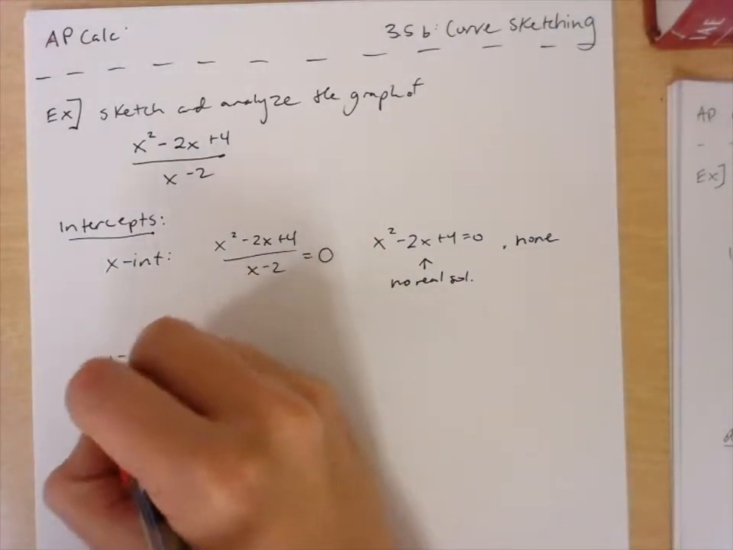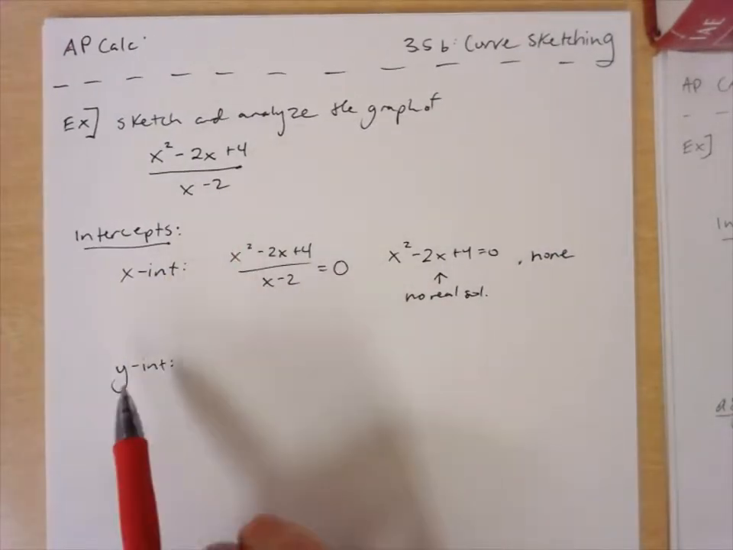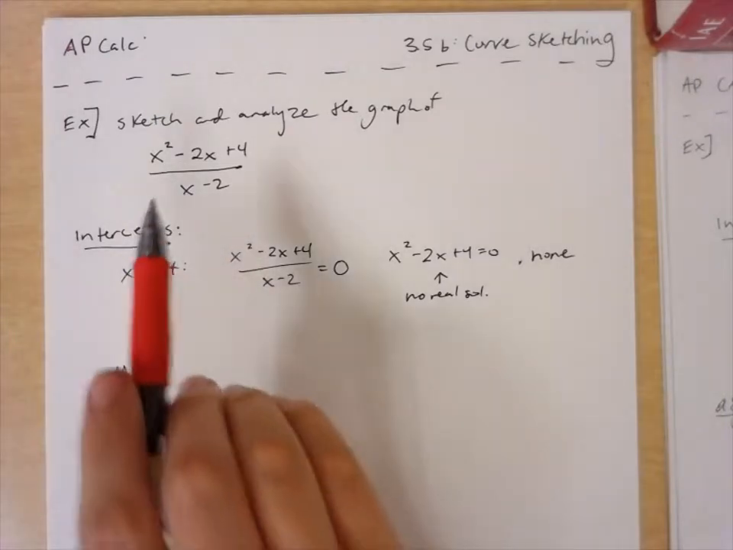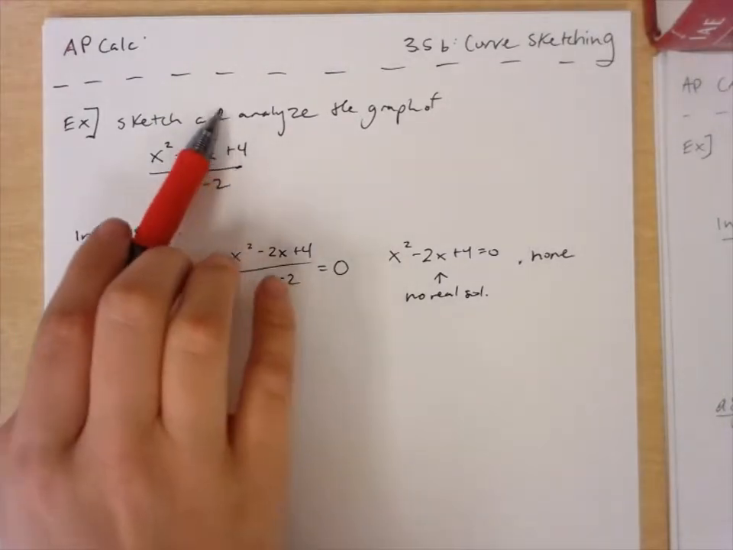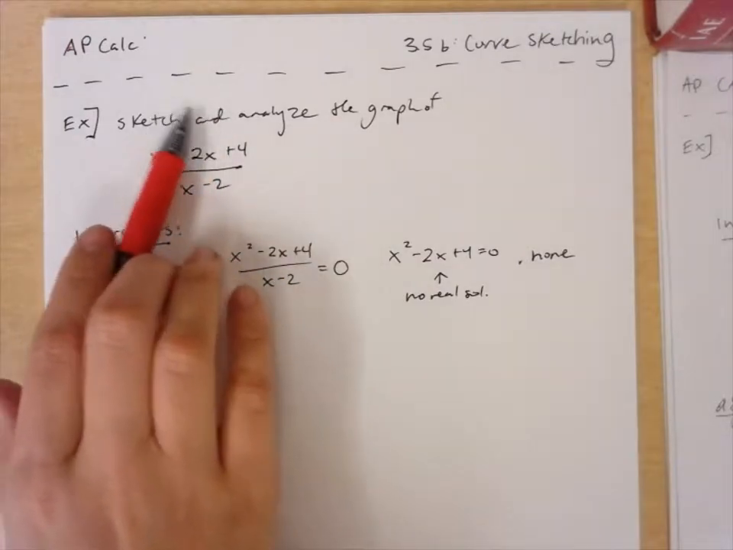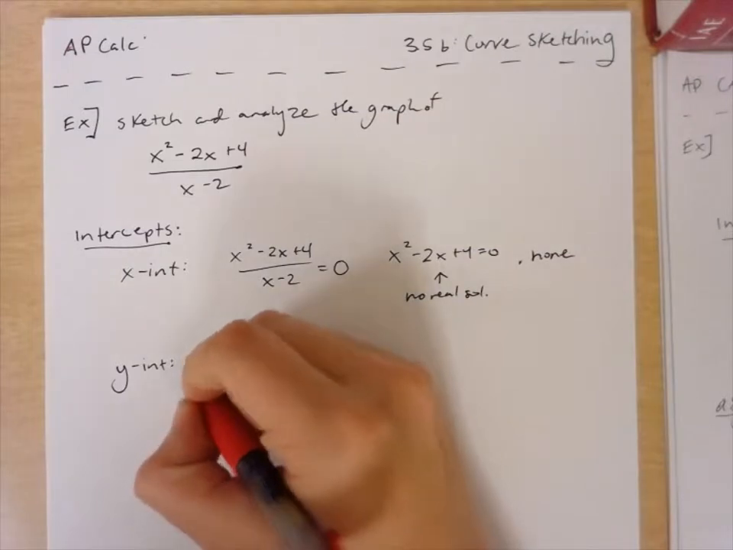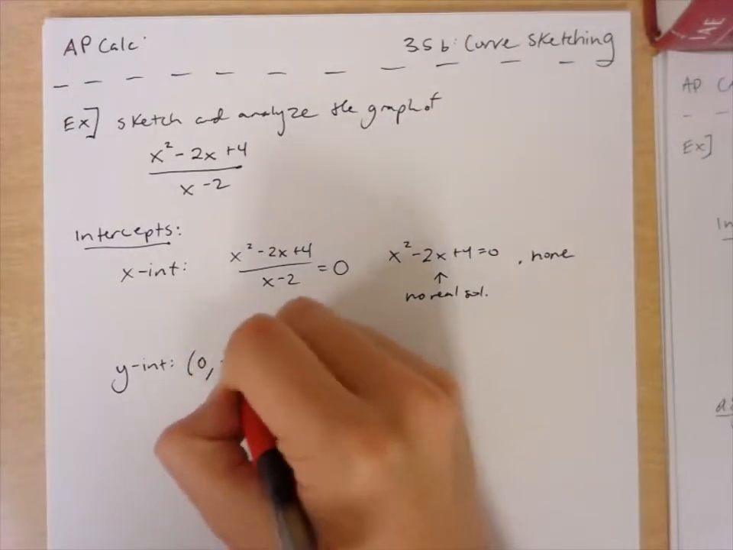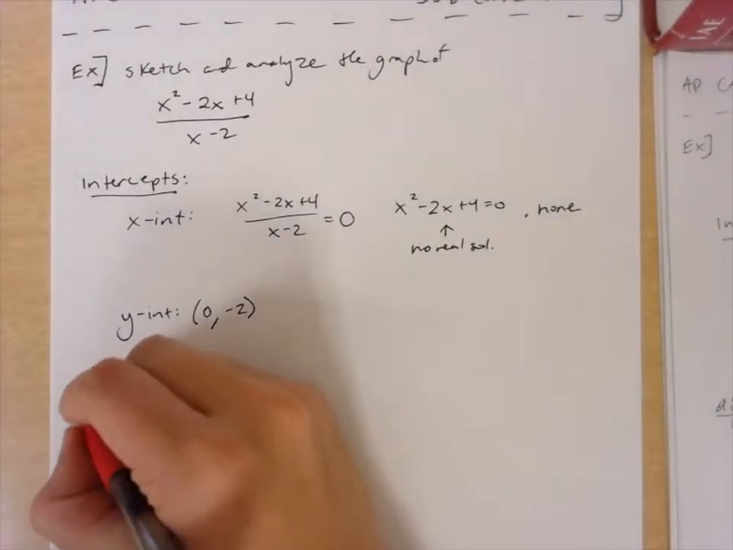Let's deal with y-intercepts now. Just by looking at it, we can do this one in our heads. Y-intercepts happen when x is 0. So take a second and eliminate all these x's in your head right now. Basically, we're only looking at the 4 over the negative 2. And we know 4 divided by negative 2 is a negative 2. So when x is 0, y is negative 2. That is our y-intercept. Now let's look at asymptotes.